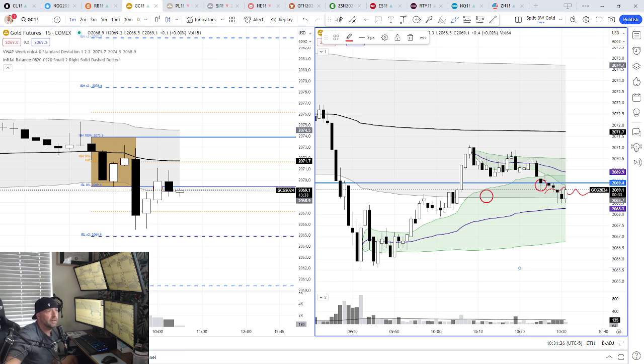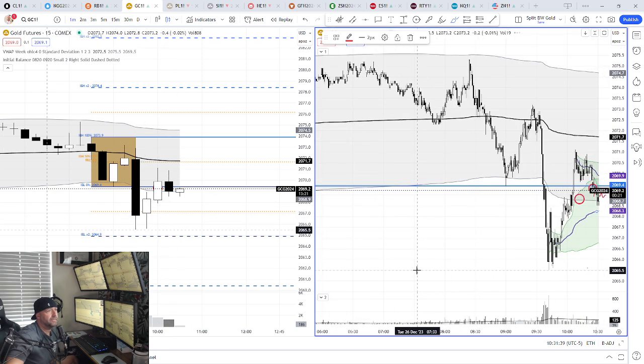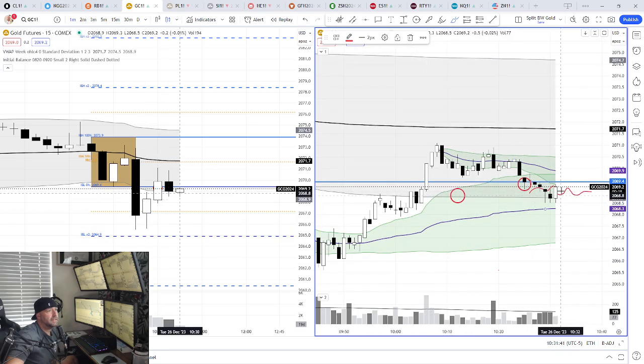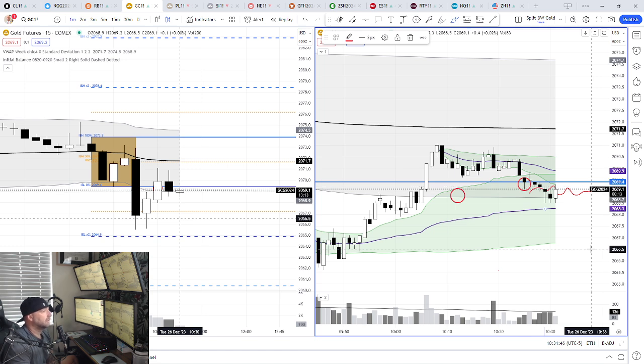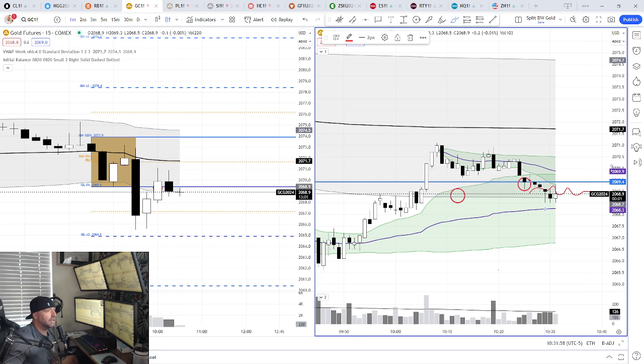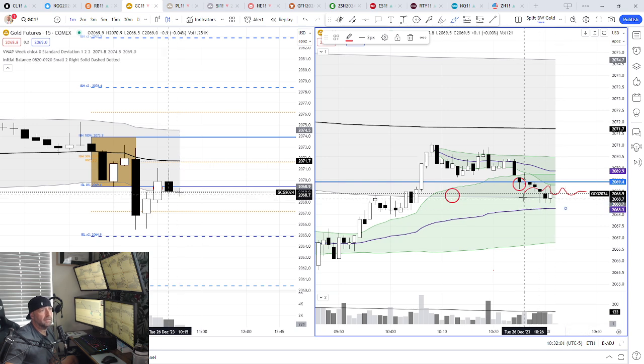Like we're finding some support here. People are going to be trying to long off this value area low. We got VWAP anchored to this low on the session. So like I said, we're probably going to get some chop in this area. Where we really need to break down is through VWAP here.